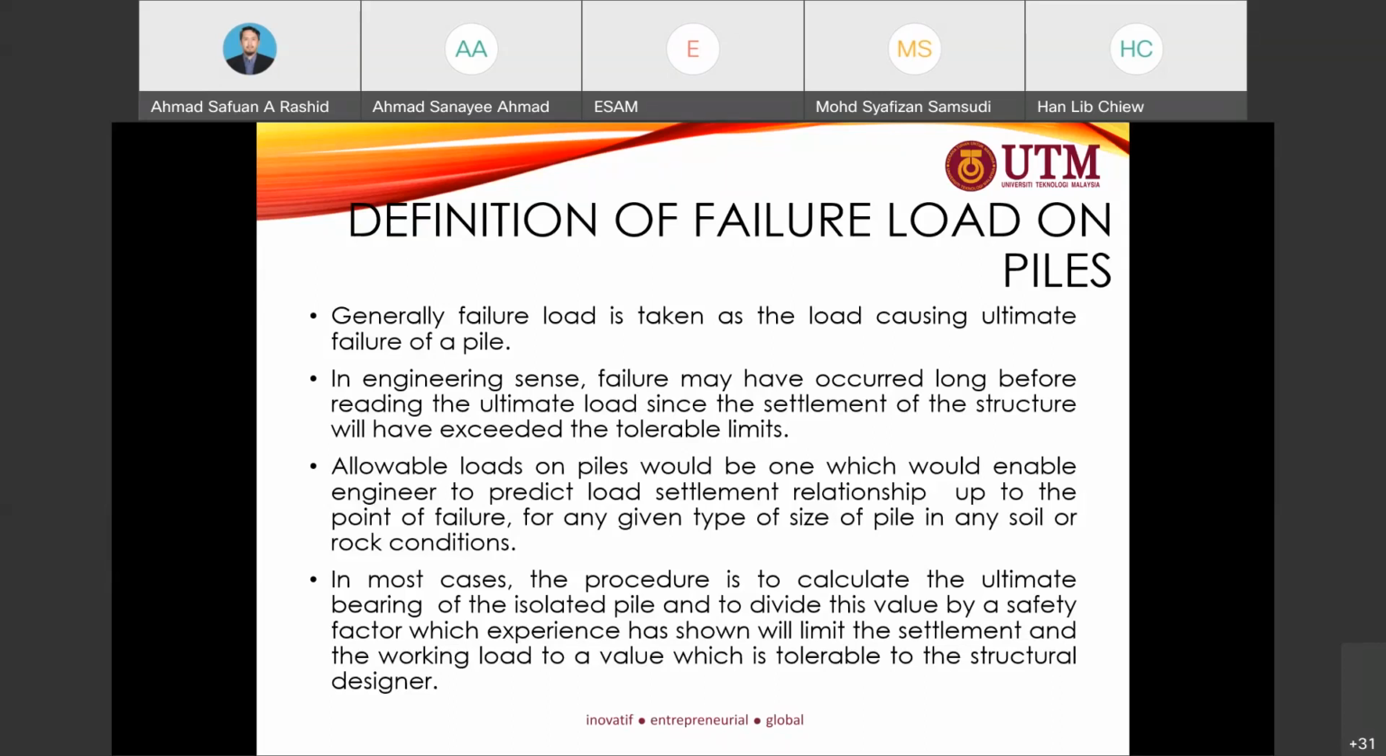Allowable load on the pile would be one which would enable the engineer to predict load settlement relationship up to the point of failure for any given type of pile in any soil or rock conditions. In most cases, the procedure is to calculate the ultimate bearing of the isolated pile and to divide this value by a safety factor, which experience has shown will limit the settlement at the working load to a value which is tolerable to the structure designer.